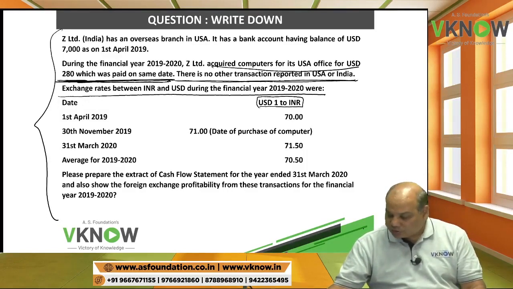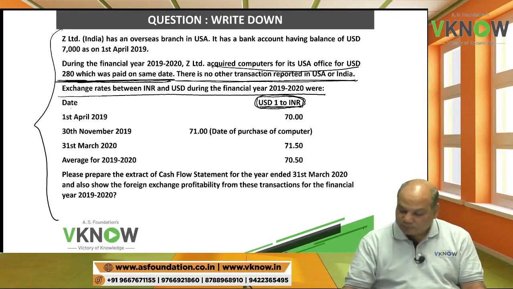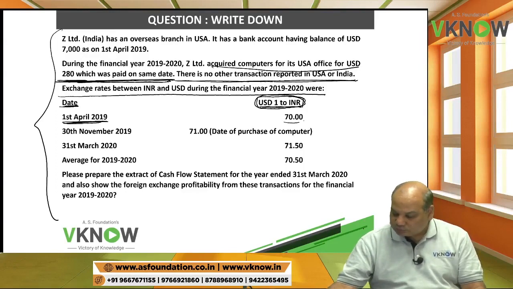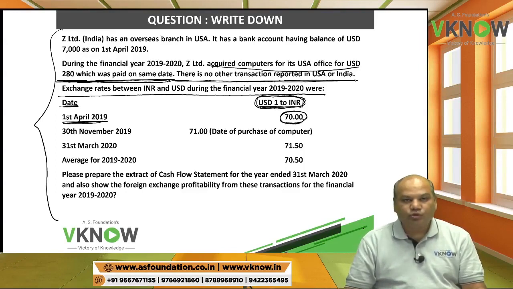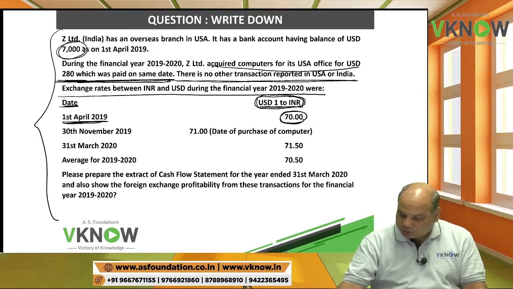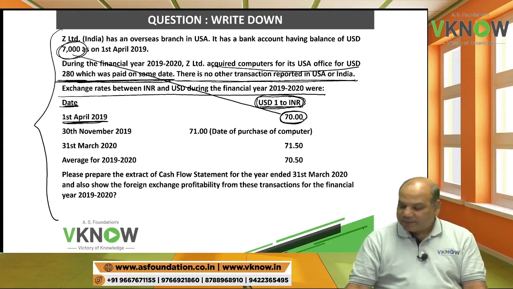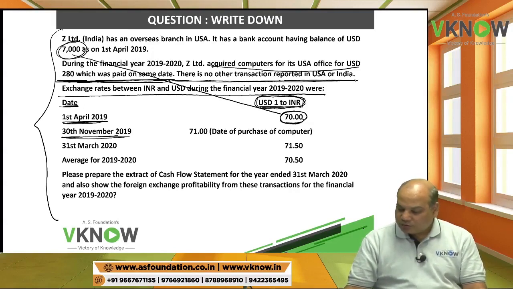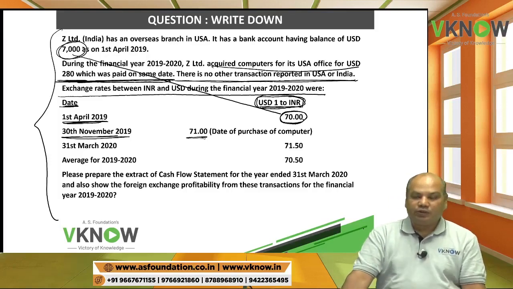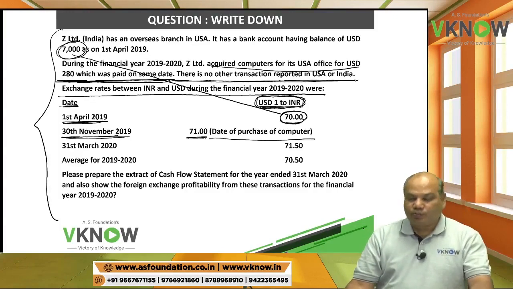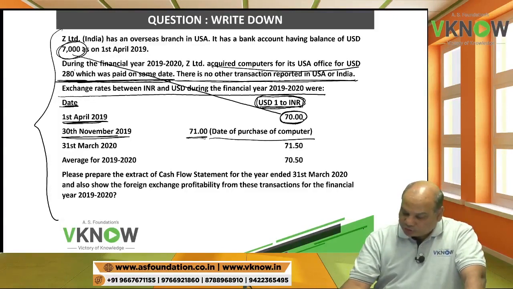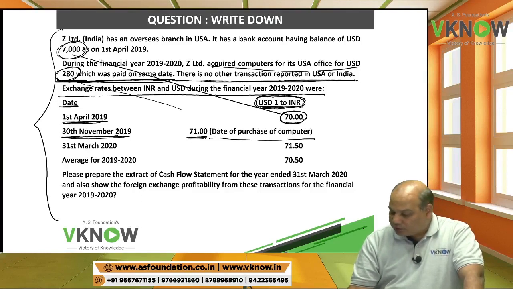this is the USD 1 to INR. So this is the exchange rate for 1 US dollar, and this is the date. So on 1st April 2019, exchange rate was 70 opening, and we have opening 7,000 USD with us. 30th November 19, the rate was 71, the date of purchase of computer. So the $280 which you have paid will be converted at 71.